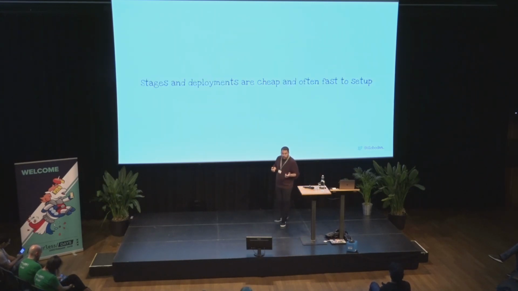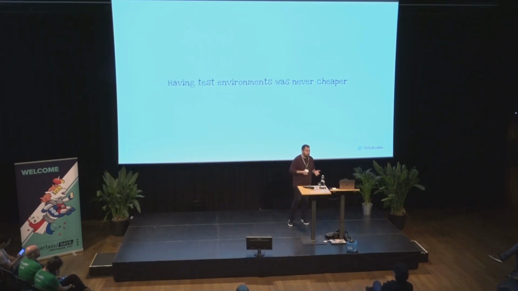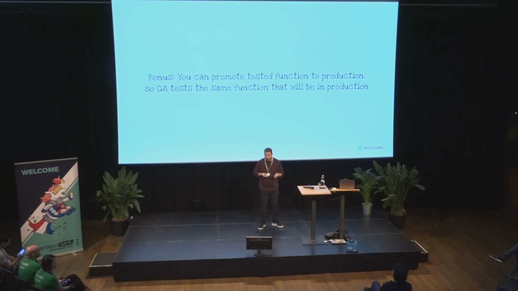But again, the thing with QA is that they often need to test some things, and it's complex to deploy them and things like that. So stages and deployments are cheap and often really fast to set up. Basically, you can set up another environment for each of your testers, for each of your features, and having those test environments was never cheaper and faster to set up.